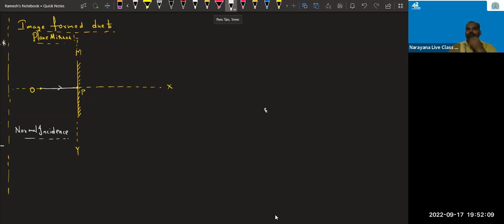Normal incidence means perpendicular to the plane or mirror. Here, this is the point of incidence. What is the normal line? This is the normal line, no? For normal incidence, what is the angle of incidence? Very good, 0 degree. Then the angle of reflection also how much? 0 degree. Yes or no? It means in whichever path it is incident on the mirror, in the same path it will bounce back. Yes or no? Okay.